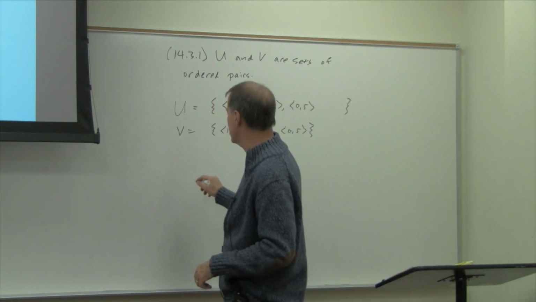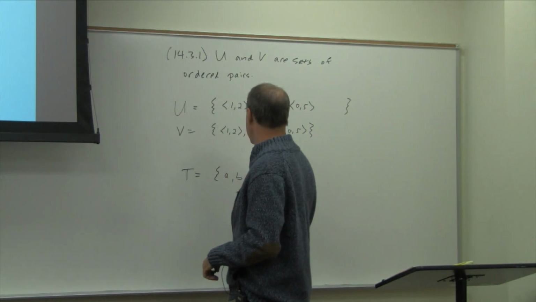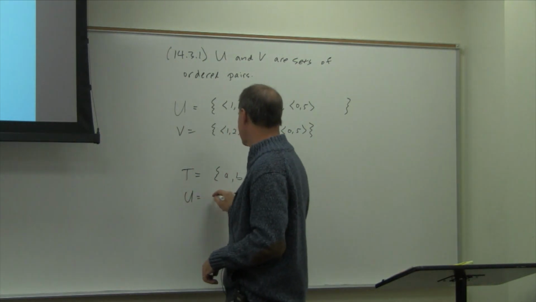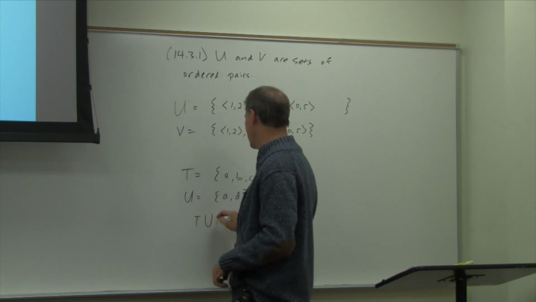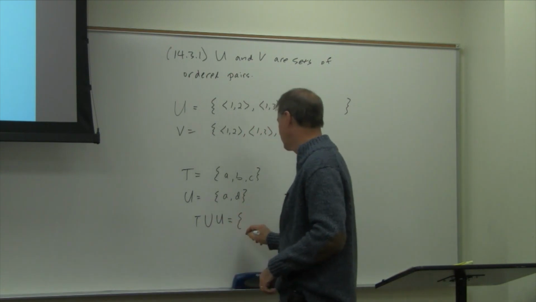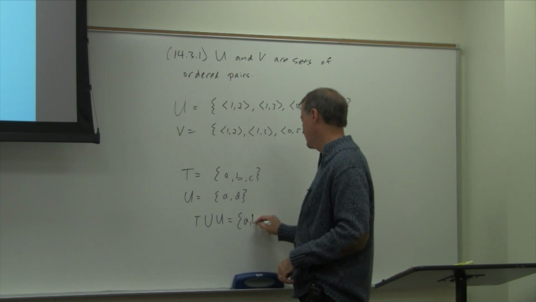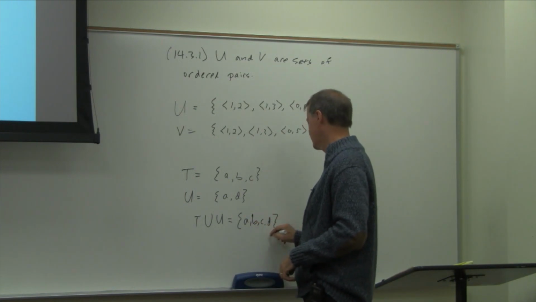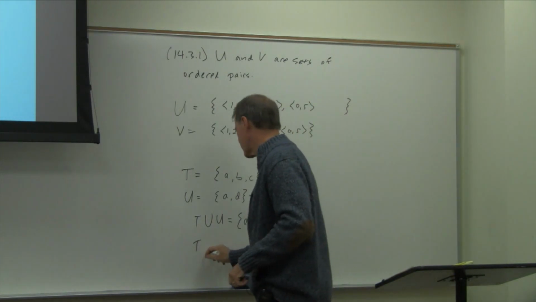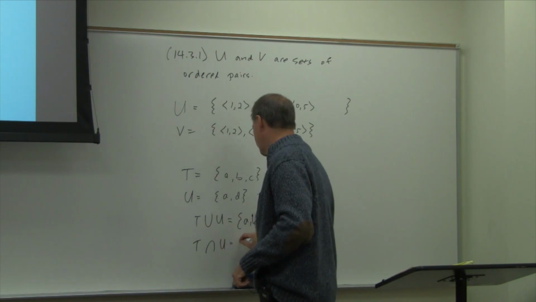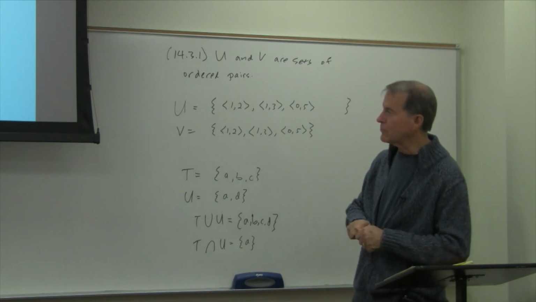So let's suppose T is the set A, B, C, and U is the set A, D. Then what is T union U? A, B, C, D. And what is T intersect U? Just A, right? That's how union and intersection work.